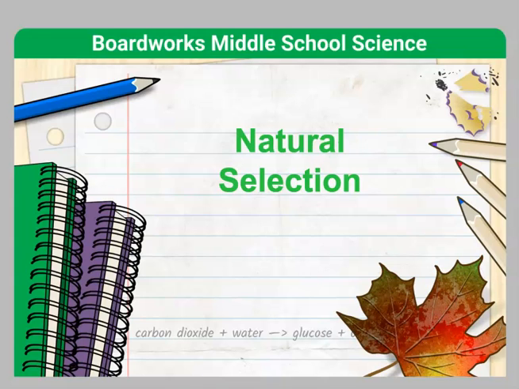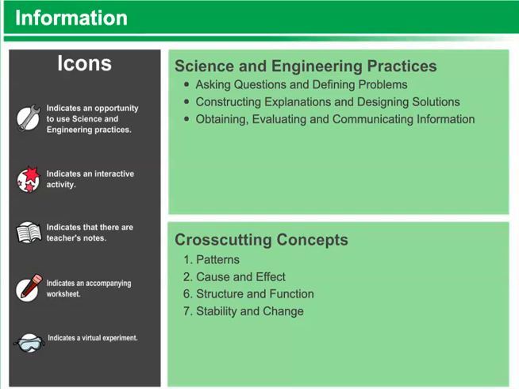Natural selection. In this lesson, we're going to explore the science and engineering practices of asking questions and defining solutions, constructing explanations and designing solutions, as well as obtaining, evaluating, and communicating information. Our cross-cutting concepts include patterns, cause and effect, structure and function, and stability and change.